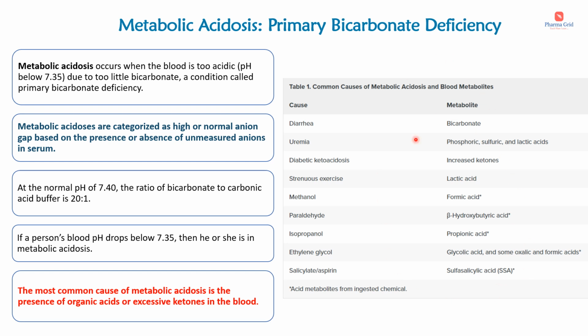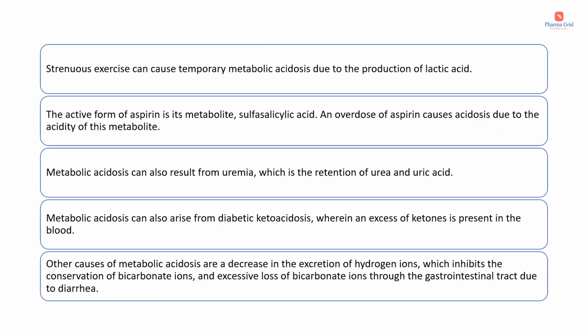So except for bicarbonate, all these metabolites are acidic in nature. Hence the most common cause of metabolic acidosis is the presence of organic acids or excessive ketones in the blood. In diarrhea, there will be excessive loss of bicarbonate, which becomes the reason for metabolic acidosis. Strenuous exercise can cause temporary metabolic acidosis due to the production of lactic acid. The active form of aspirin is its metabolite sulfosalicylic acid. An overdose of aspirin causes acidosis due to the acidity of this metabolite.